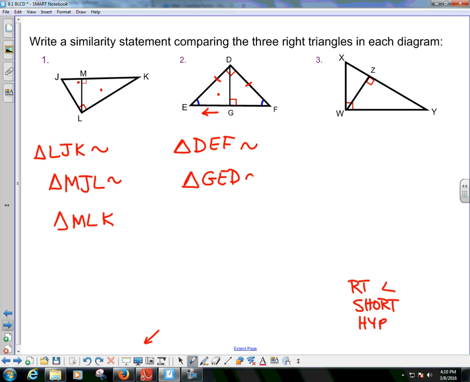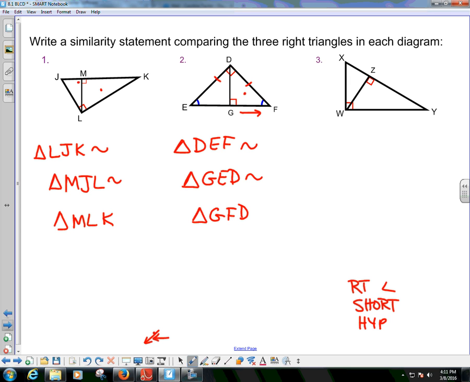I'm going to say that triangle GED is similar to, now I need to talk about the triangle on the right-hand side. So I'm going to start at my right angle, which is G. I'm going to go across one of the legs to F, and then across the hypotenuse to D. FD is the hypotenuse for this one. ED is the hypotenuse for the other one. And then EF is the hypotenuse for the big one. So those are my three similarity statements for number two.